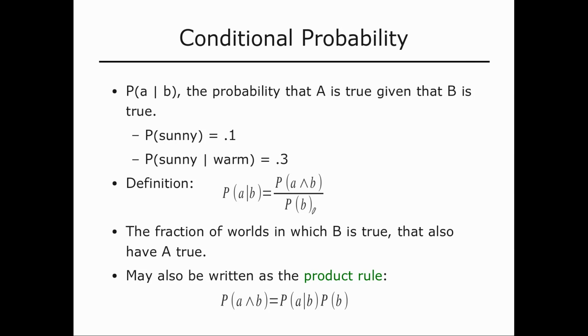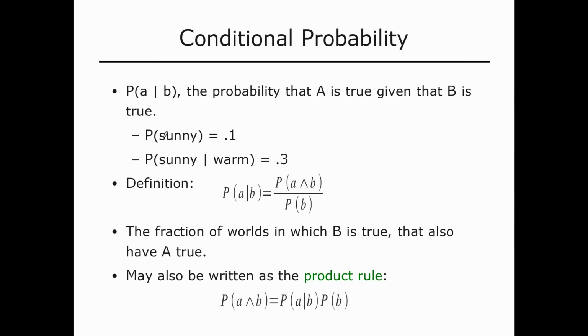Okay, so now things start to get a little bit interesting. We can talk about conditional probability. And this is going to be very interesting for us, right? Because what we're going to be interested in is drawing conclusions from evidence. And the conditional probability talks about what's the probability of A being true given that B is true. So given that we know B, how does that change our probability that A is true?